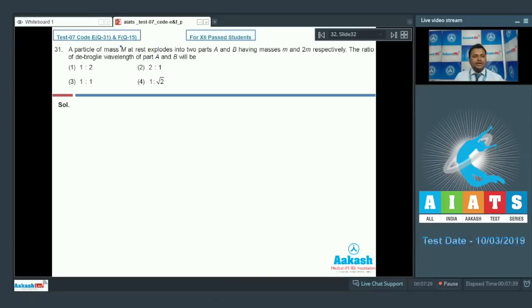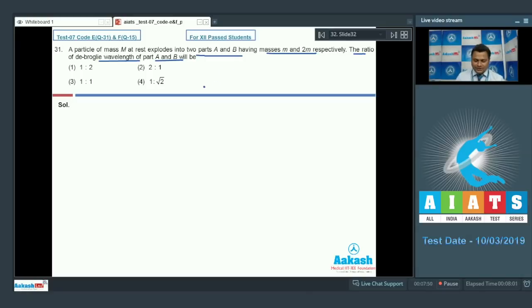Here is question number 31. A particle of mass m at rest explodes into two parts, A and B, having masses m and 2m respectively. The ratio of De Broglie wavelength of part A and part B will be what? Now, the momentum of the particle will be conserved here.